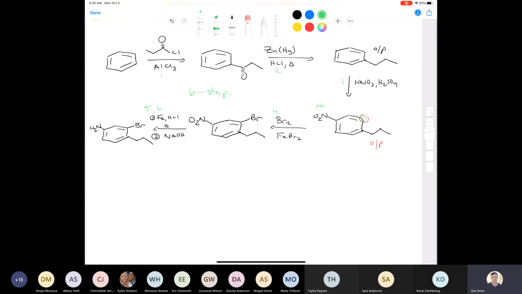Somebody says, could you do the reduction before the addition of the bromine? No, it's not going to work nearly as well, right? Because if you were to do the reduction first, then you've got an ortho para activator, and this is a strong ortho para director, right? Then you would get bromination in this position, because this is an ortho para director, but it's weak, and we always go with the stronger one. So no, the answer would be no.